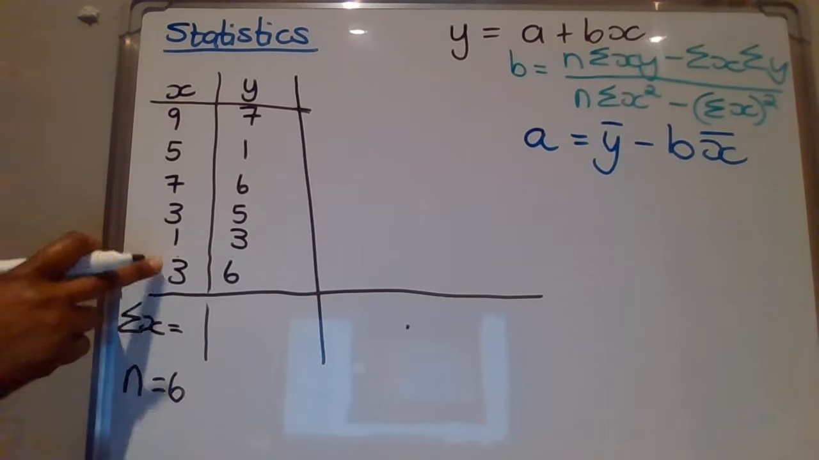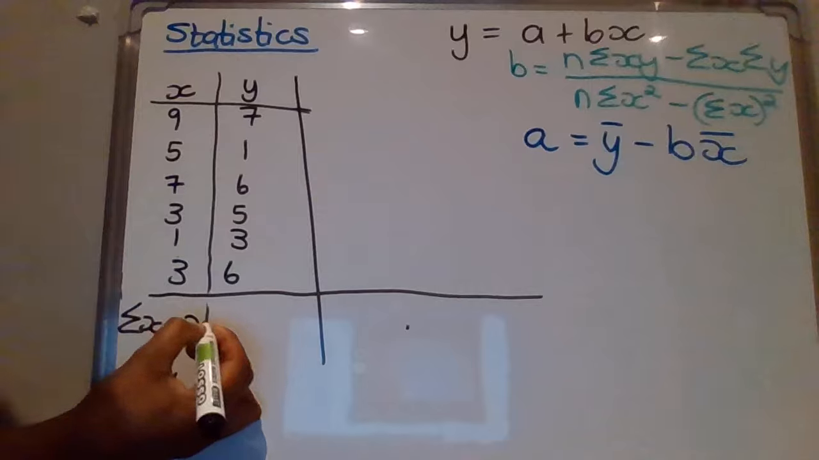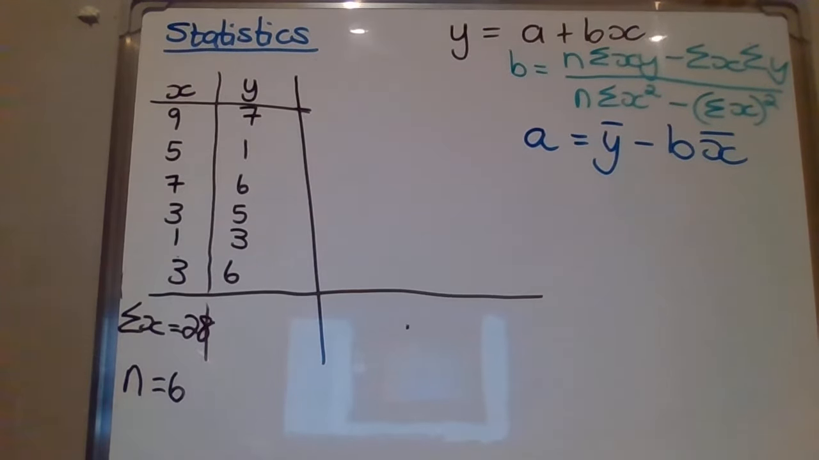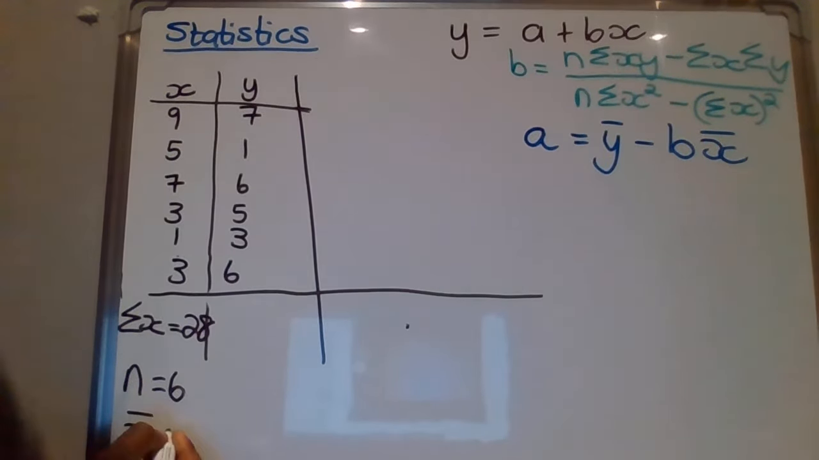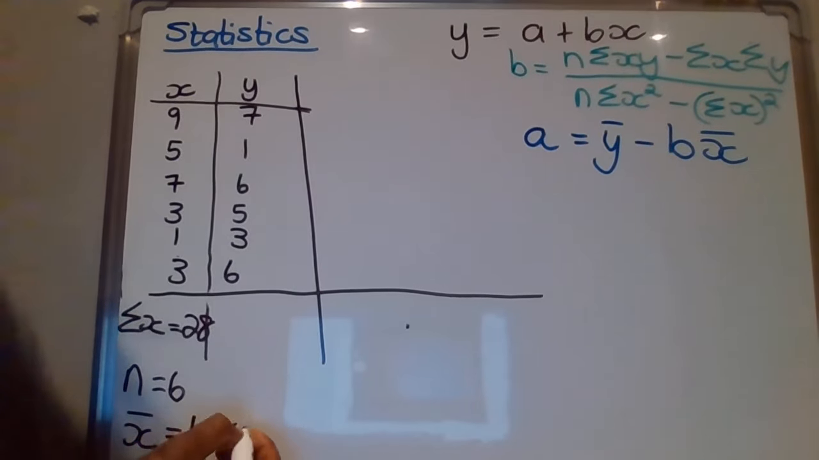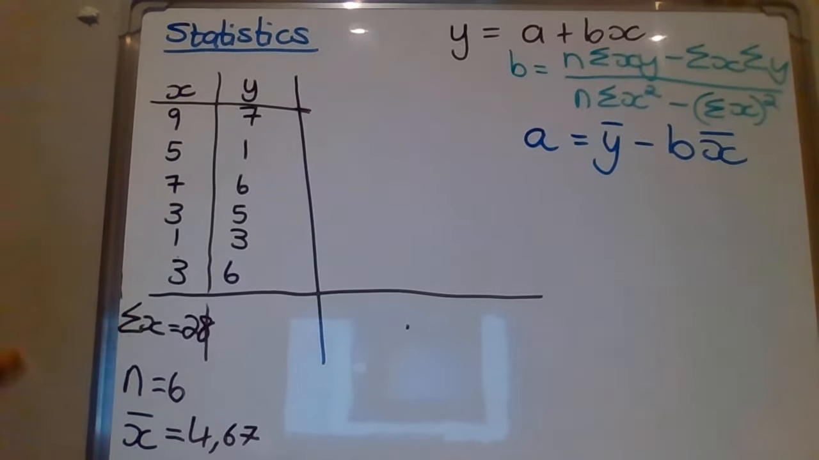24 plus 4 is 28. So we know that the sum of the x values is 28. Then we need to find the mean. So the mean is going to be 28 divided by 6, which gives me 4.67. All right.